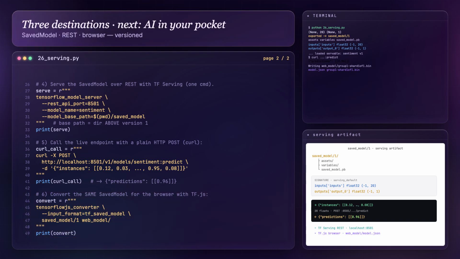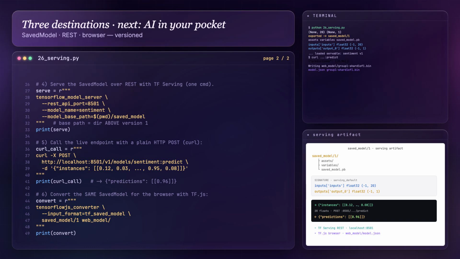And that's deployment. One trained model, 3 destinations, a sealed saved model package, a REST endpoint behind TF Serving, and a tf.js bundle running in the browser. Version folders let you roll forward and back without fear.